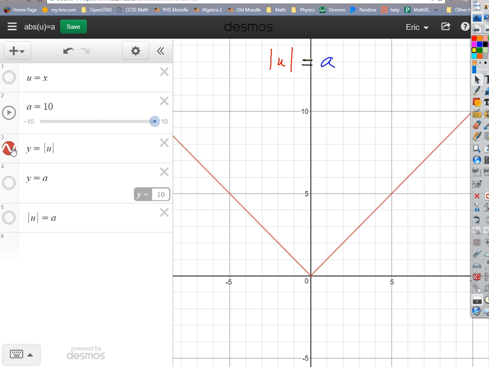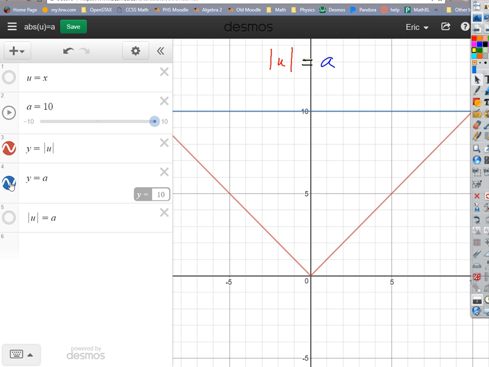0, 0. For this parent graph, if I go over by 1, I would go up by 1. If I go over by 10, I go up by 10. If I go over by 1,000, I go up by 1,000. Right, the slope is just 1 of that leg of the V, isn't it? And this one's -1, so if I go back by 5, I go up by 5, right? Okay, so then this is what the red part of our graph looks like. If I graph y equals the absolute value of u, we get that answer. Now let's graph y equals a.